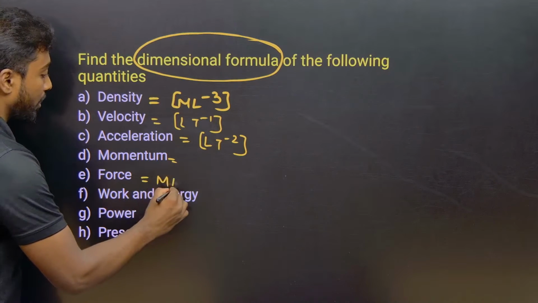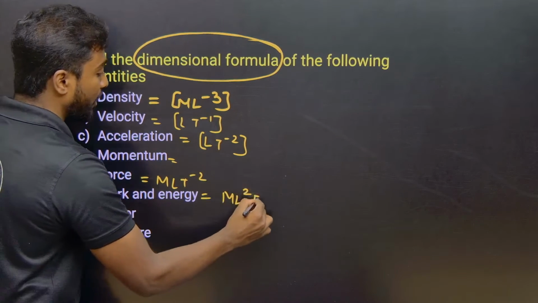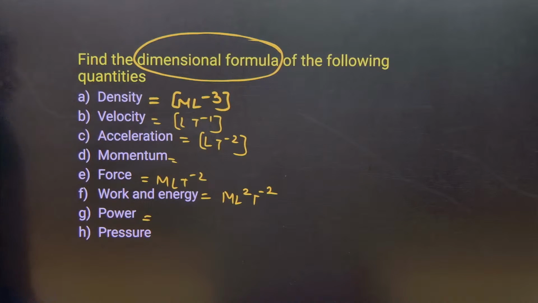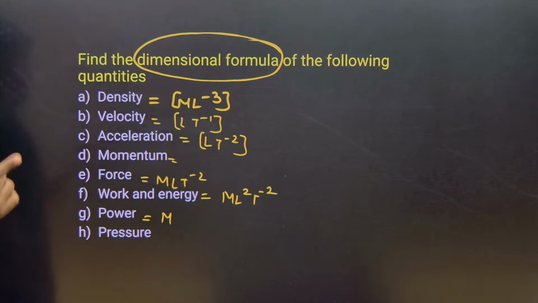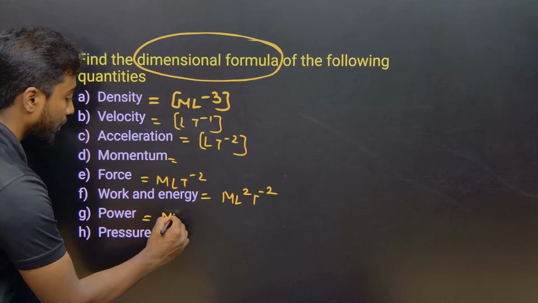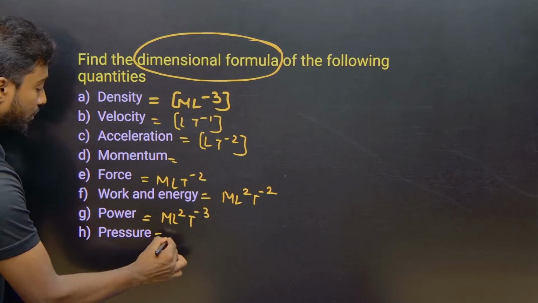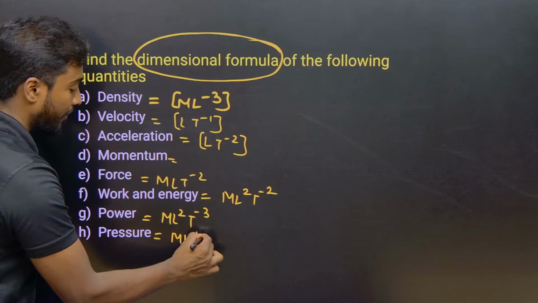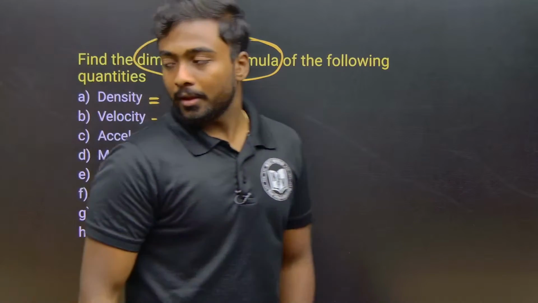Work and energy we have seen, M L square T power minus 2. Power is work done by time. Okay, work done by time means M L square T power minus 2 divided by T will come. What will come? M L square T power minus 3. What is pressure? Force by area. M L power minus 1 T power minus 2. Okay. Any doubts?